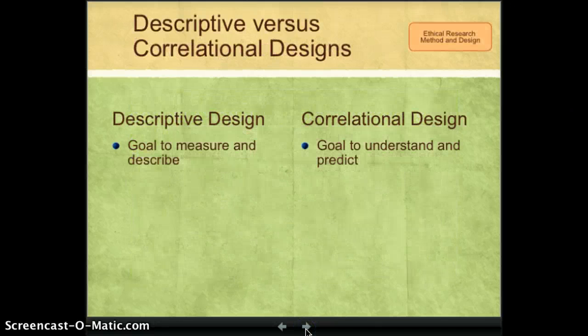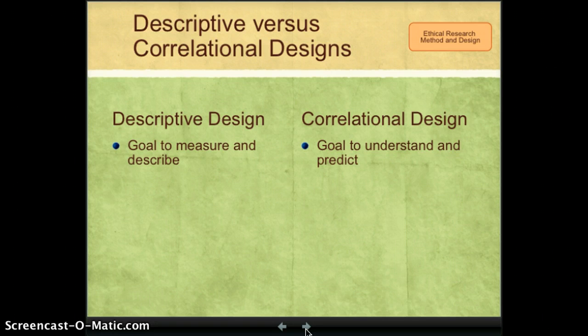We've previously discussed descriptive designs. They have the goal to measure and describe. So we could look at our online class, for example, and we could find the average age. We could find the oldest person, the youngest person. We could get descriptive statistics on how many people have children. We could get the statistics on how many hours people work.